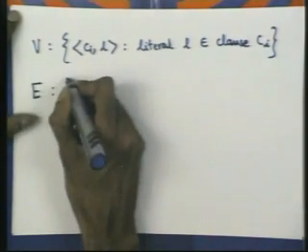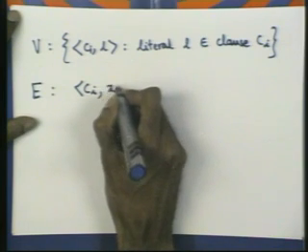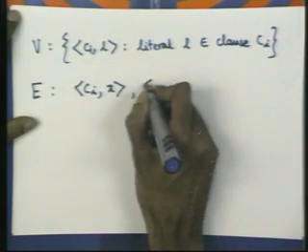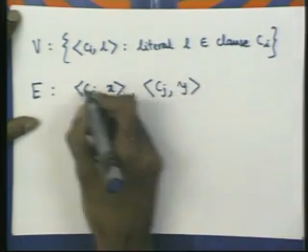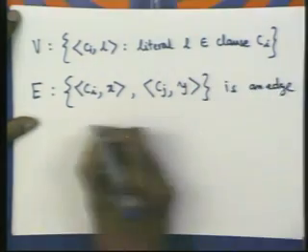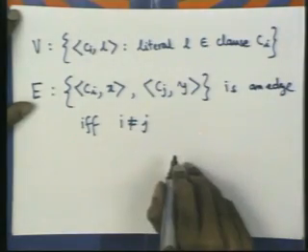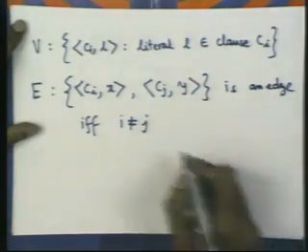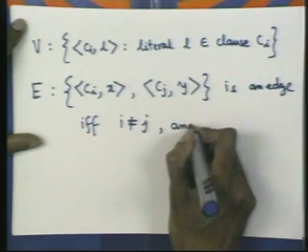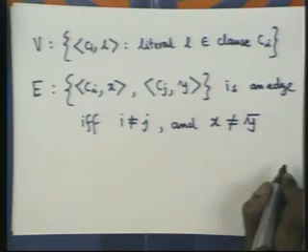This is the vertices. The edge set: (Ci, x) and (Cj, y) is an edge if and only if, first of all, i is not equal to j, because edges go only between vertices corresponding to different clauses, and x is not y bar, because if x is equal to y bar, then I cannot pick both of them in my clique. So I can pick both of them in the clique if they are different variables altogether.